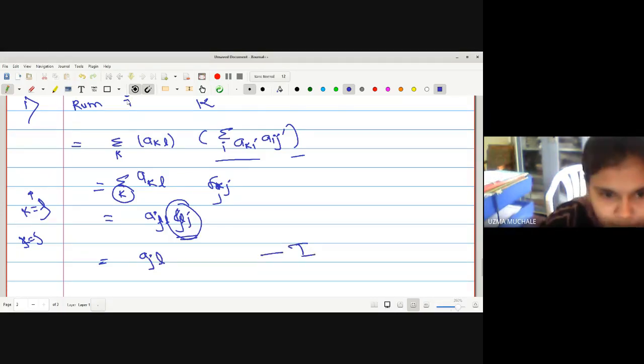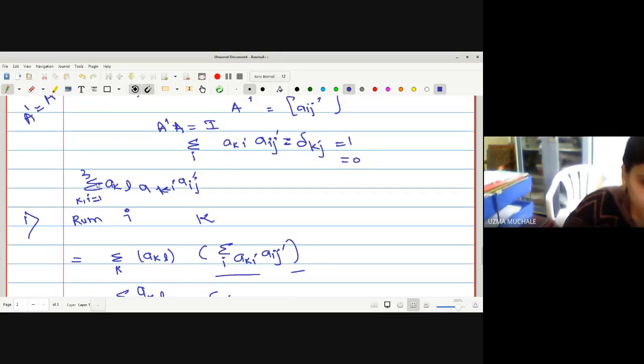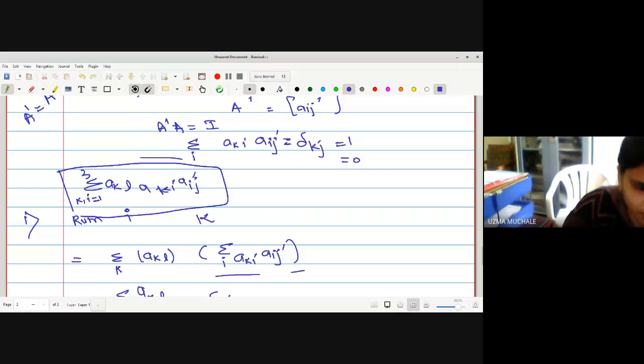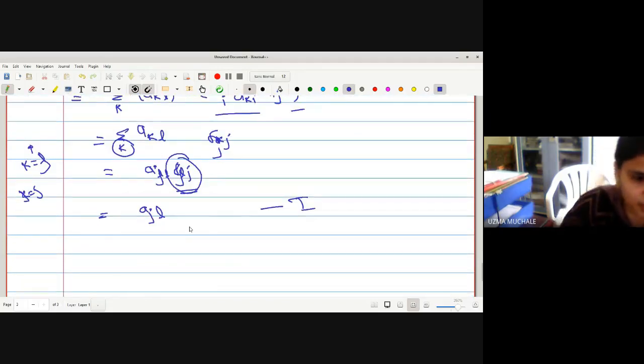First we have written here, we have to run this summation. For running this summation, first we have run the summation over i, then we have to run the summation over k. After doing these steps, we are getting the equation as ajl. Now let us do the reverse procedure.